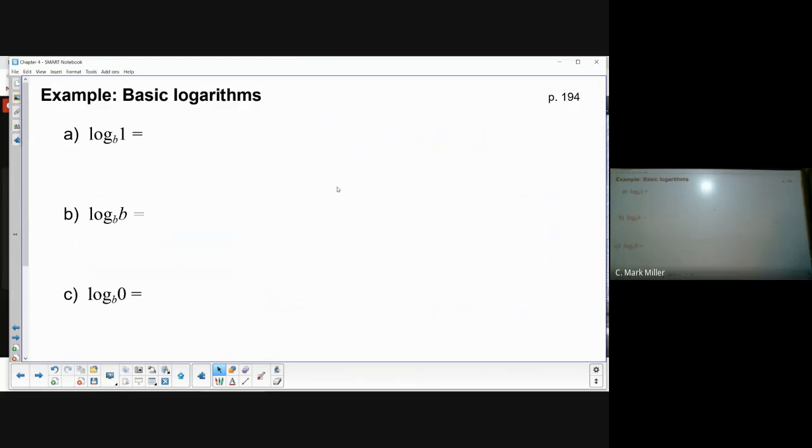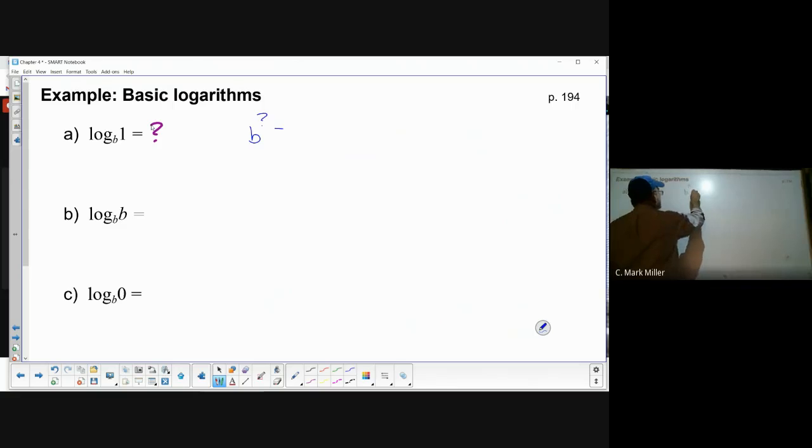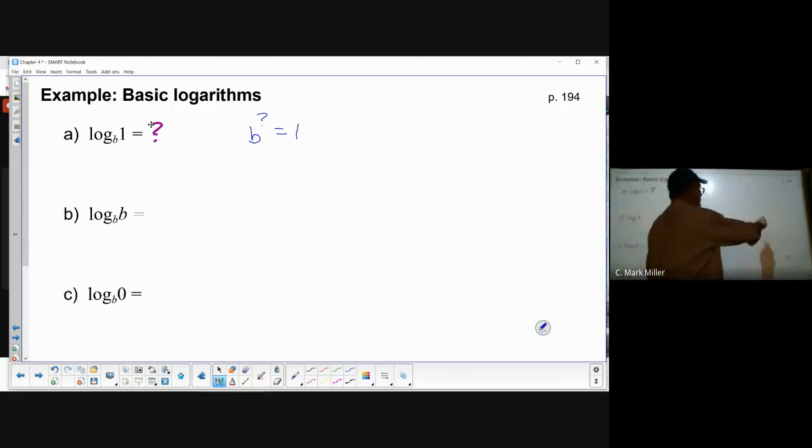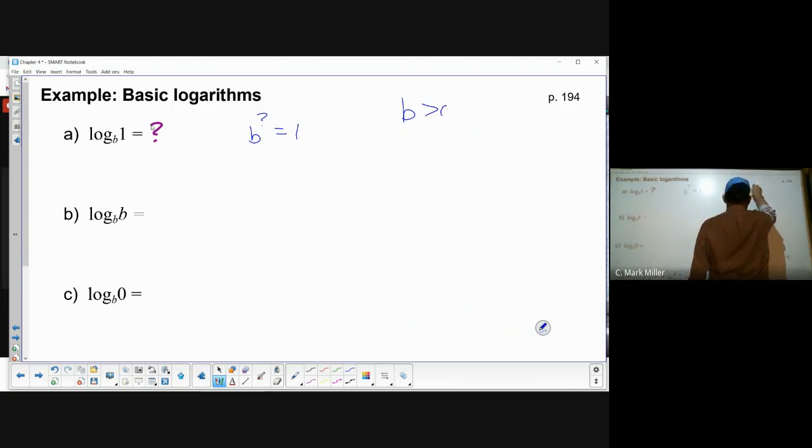Logarithms. Back to logarithms. You remember, what is a logarithm? The logarithm of a number is the power to which you must raise the base to get that number. So the top one here, if you call this question mark, what power b, the base, to what power equals 1? Now you remember, b, the base, has to be positive, and the base cannot be 1.